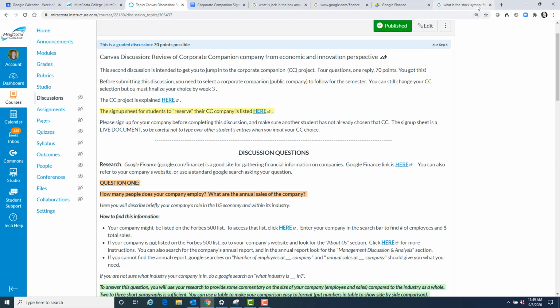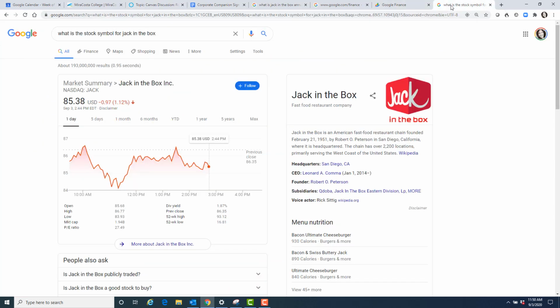So the first thing I'm going to do is find out what is the stock symbol for my company. So the stock symbol, and here's Jack in the Box, San Diego company, but it's a truncated abbreviation of the company's corporate name. So here we have Jack in the Box Inc., but their ticker symbol is Jack, J-A-C-K. And if we looked at McDonald's, it'd be MCD.